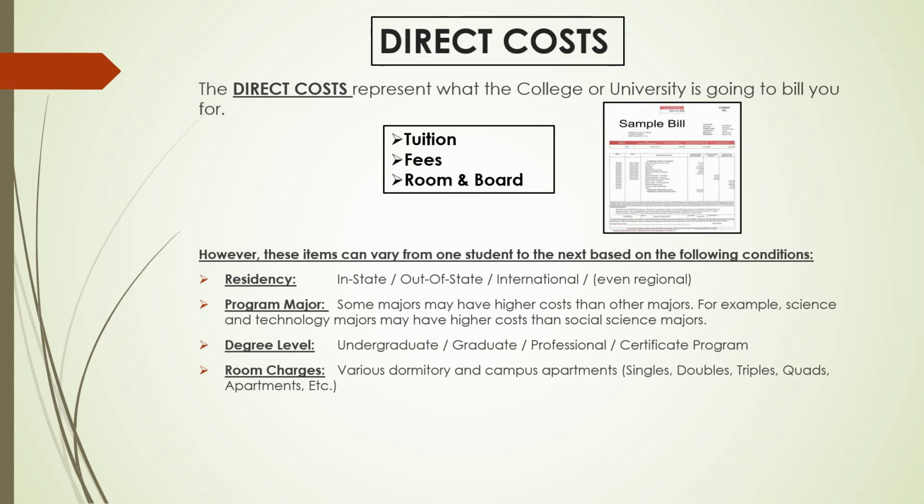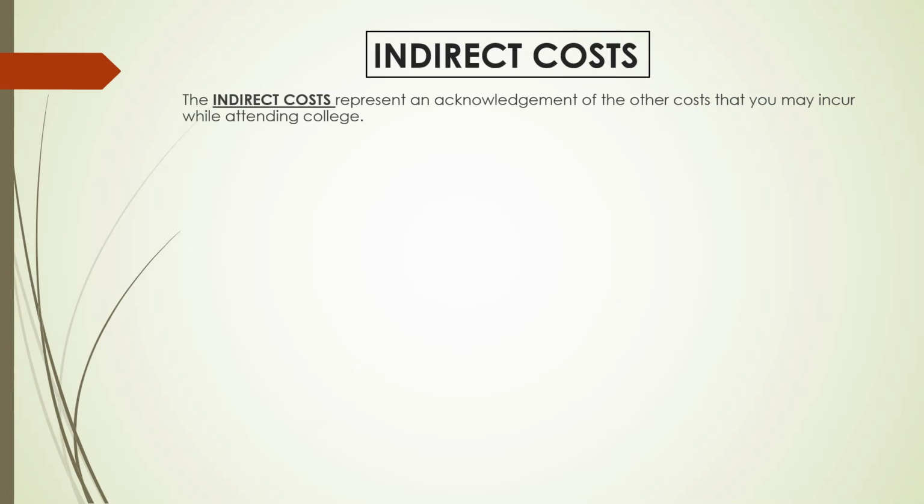You could also have varying rates for your room and board because your room charges could be different based on the type of dormitory, whether it's a campus apartment, whether you're in a single room, double, triple, or quad, and also your board charges. So various meal plans are offered based on different students' needs, and there could be other differences as well. Let's talk about the second category, indirect costs.